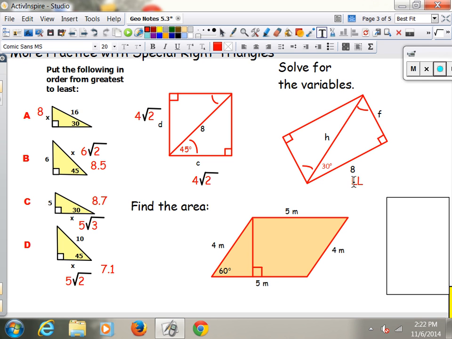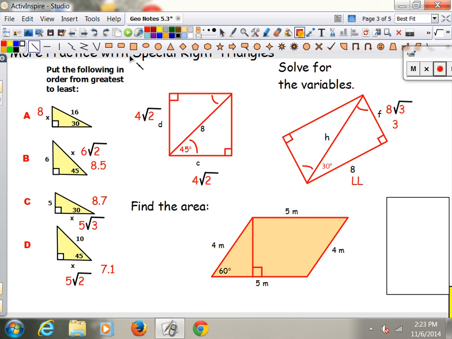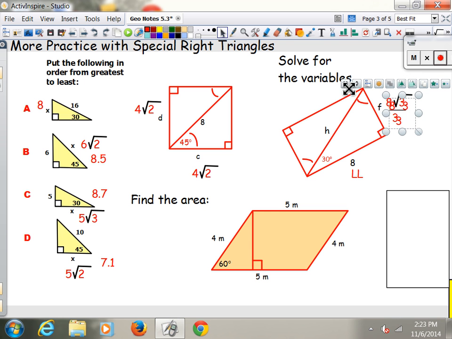Okay, so that would be for this one right over here, the short leg. It'd be 8 radical 3 on top, and you'd have a 3 on the bottom. Now, what's the ratio from the short leg to the hypotenuse? It's got to be a 2 to 1 ratio. So what do I get if I multiply 8 radical 3 over 3 by 2? You're right, 16 radical 3 over 3. Yeah, you get the hypotenuse. Thanks, Karen. That would be the h.